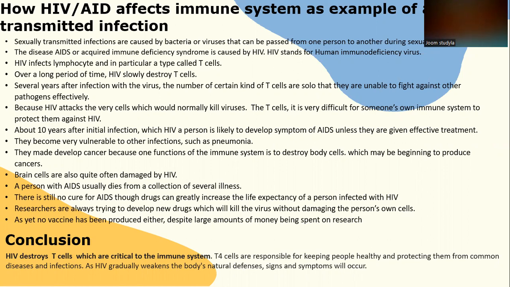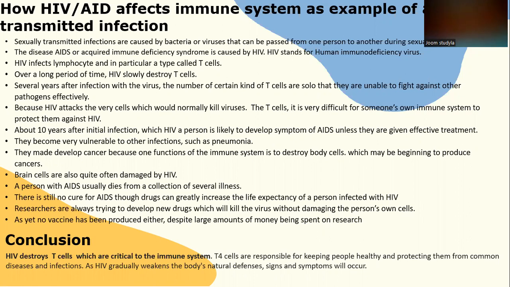HIV infects lymphocytes, and in particular a type called T cells. Over a long period of time, HIV slowly destroys T cells. Several years after infection with the virus, the number of certain kinds of T cells is so low that they are unable to fight against other pathogens effectively. Because HIV attacks the very cells which could normally kill viruses, the T cells, it is very difficult for someone's own immune system to protect them against HIV.